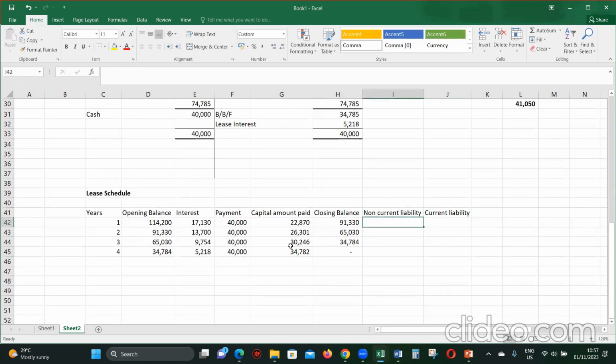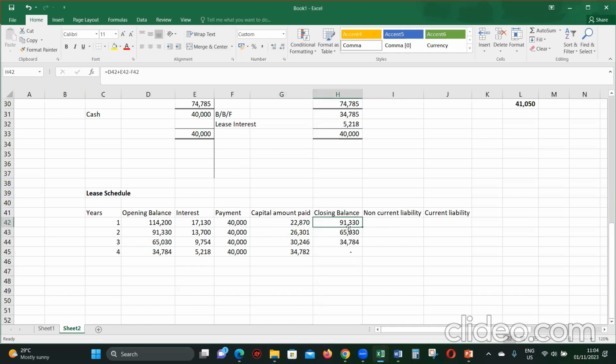Now, at the end of the first year, what is your current liability? Current liability means the amount that you will be paying during the next 12 months. At the end of the first year, your full closing liability balance would be 91,330. But in the second year, out of 91,330, you will be paying 26,301. I hope this is clear.